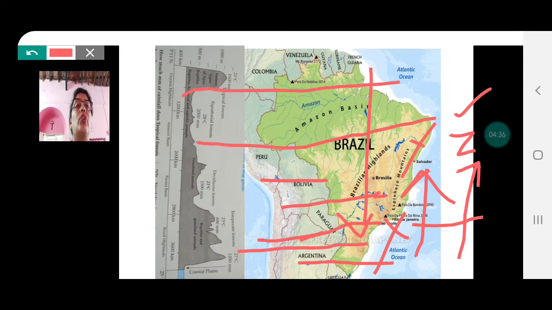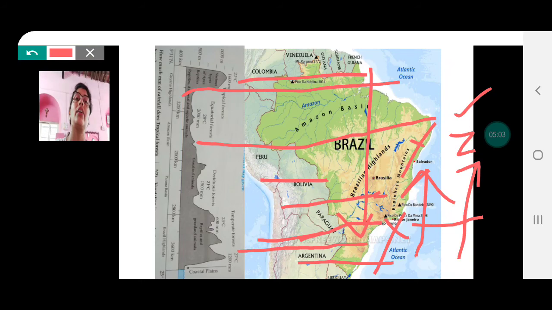You'll have to refer to your page 28. So 28 degrees Celsius in Amazon, 21 in Parana-Paraguay, 23 degrees Celsius in the Brazilian highlands, and 27 degrees Celsius in the Great Escarpments. Also, if we look at rainfall in the Guiana Highlands, coinciding with this, the rainfall is 1600 millimeters.